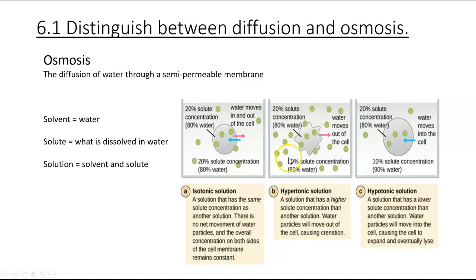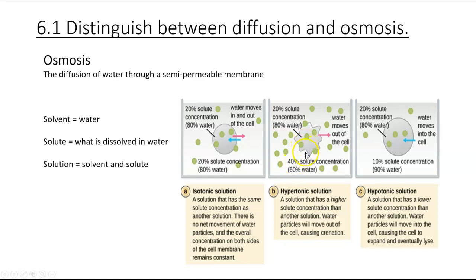Osmosis says water is going to move from high concentration to low. So 80% water on the inside, 60% on the outside. In this situation, water is going to move out of the cell, trying to achieve an equilibrium. The water is going to move until you get the same concentration of the water on both sides of the cell. Now, what's going to happen to this cell? Because it's losing water, the cell's going to shrivel up.